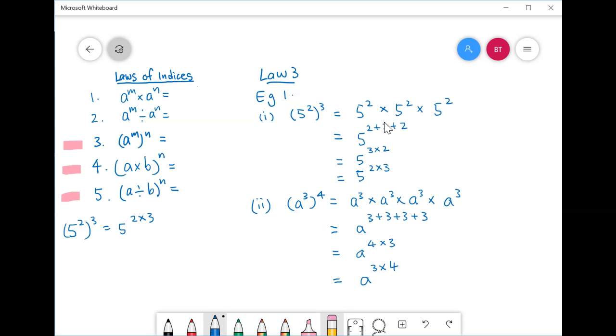Once again, we have the situation of a to the power of 3 outside power 4 becoming a to the power of 3 times 4. So we're now prepared to generalize this into a to the power m outside power n. This becomes a to the power m times n.